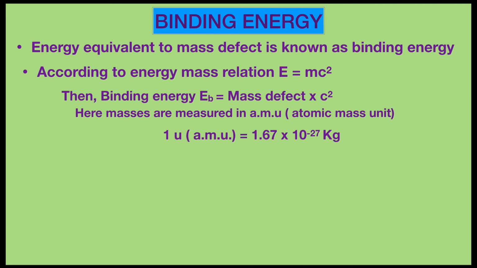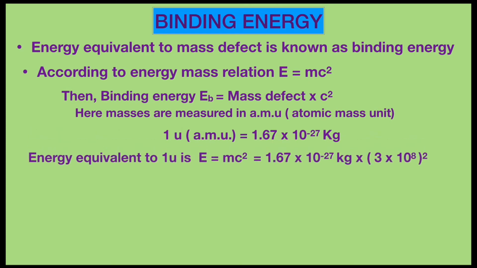So before calculating binding energy, the easiest approach would be to calculate the energy equivalent to one atomic mass unit. Then, if we find the mass defect, we can calculate the binding energy by multiplying the mass defect by the energy equivalent to one atomic mass unit. So it is very easy to find the energy equivalent to one atomic mass unit.